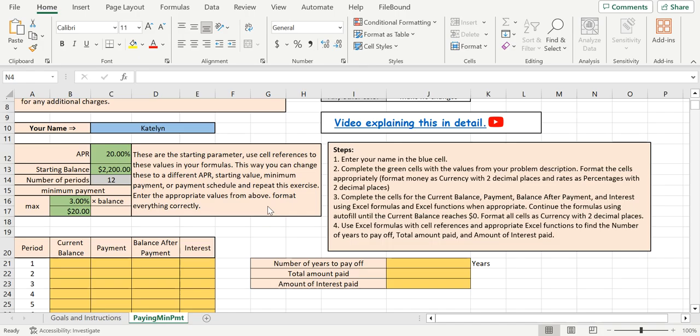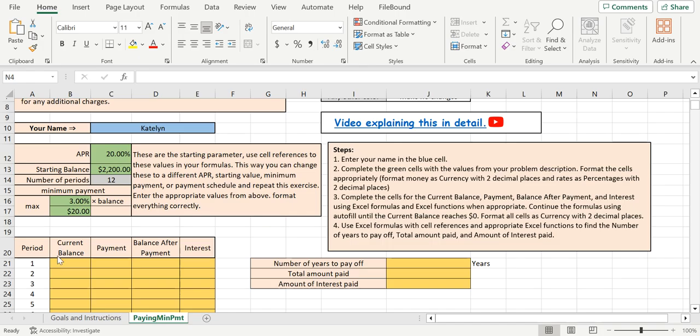The current balance is the balance on the credit card. The payment is going to be the maximum of 3% of the balance or $20. So that payment is going to start as the 3% of the balance, and then it will gradually decrease as our balance decreases, and then we'll see it flip to the $20, and it'll stay at the $20 until we pay off the loan. The balance after payment is the balance immediately after we make that payment, so we're going to subtract off the payment from the current balance, and then the interest is the interest for that month, and then we'll add the interest back into the current balance for the following period.